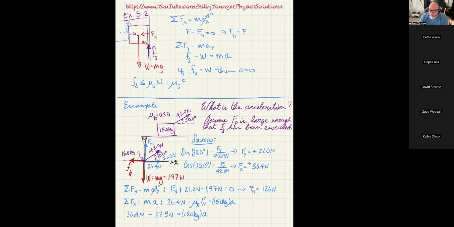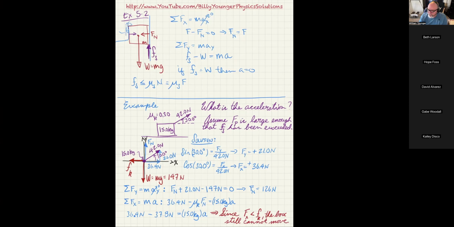Now what I can do is go back and do the same thing with slightly different numbers and get a different result. But let me go ahead and finish this one. I'm going to say since F sub x is less than the kinetic friction, the box still cannot move.